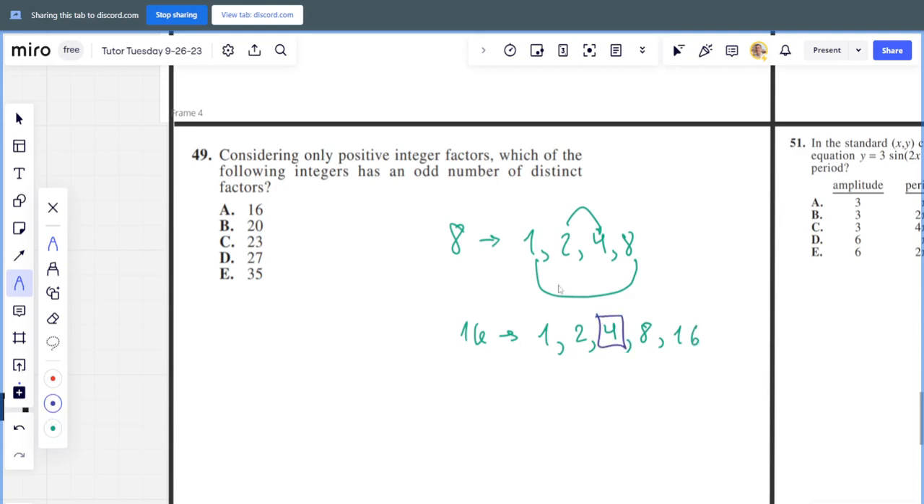That 4 is what makes it special, the perfect square, because multiplied by itself, it is not two separate factors. It's only counted once, which means these ones pair up, but this one is just counted once. The other ones, you can list them out if you want. For 20, for example, 1, 2, 4, 5, 10, and 20, but you'd see that it's even, and it's the same story for all the other ones.